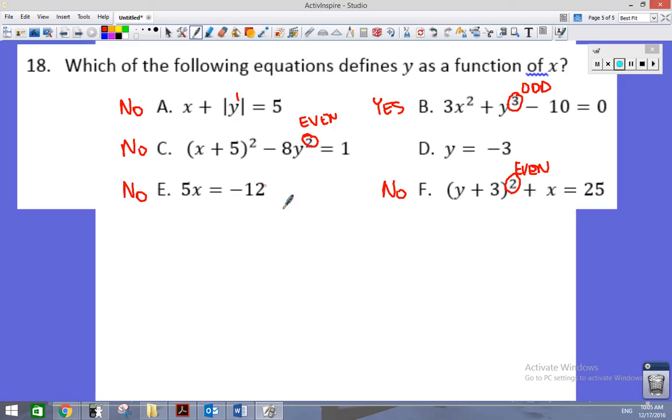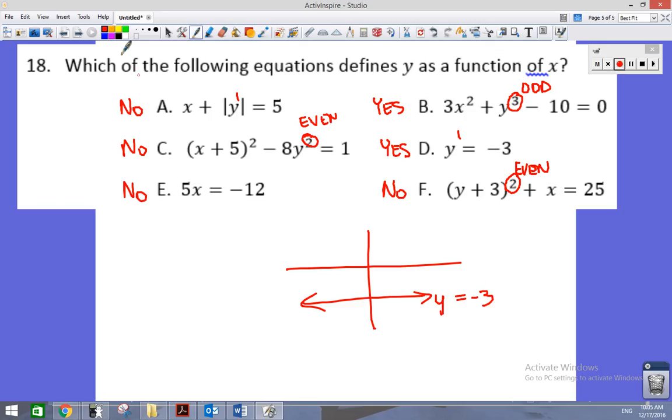If you have absolute value symbols, it's not a function. But if it's missing the absolute value, if you just have y raised to an odd power, it's going to be a function. Well, here we have y raised to an odd power. It's going to be a function. And if you think about what the graph of y equals negative 3 looks like, it's a horizontal line. And a horizontal line definitely passes the vertical line test. There's no way I can find a vertical line that intersects that graph in more than one place.